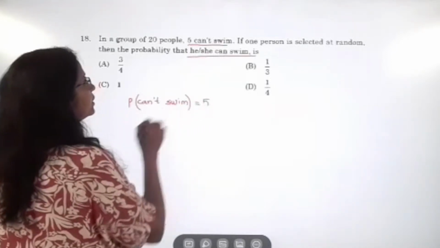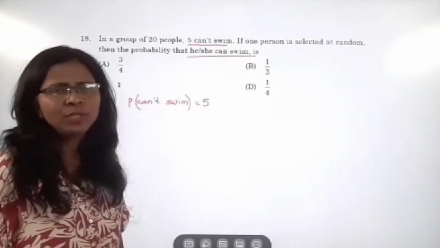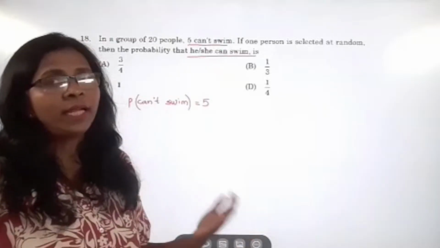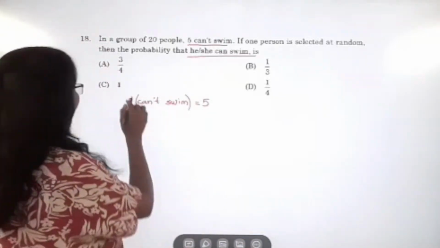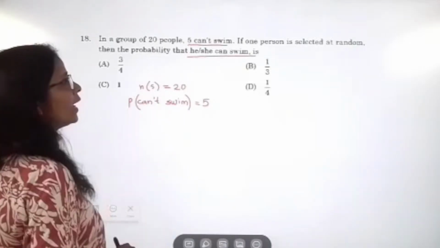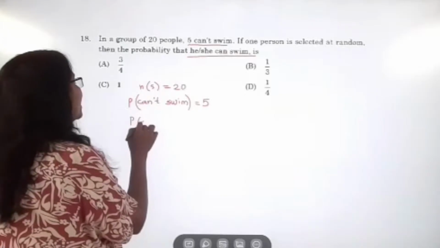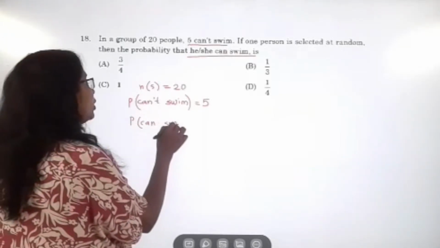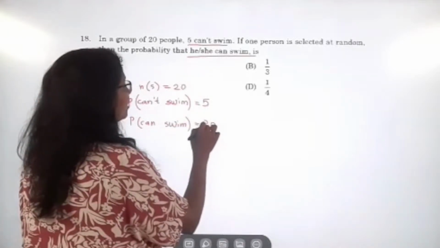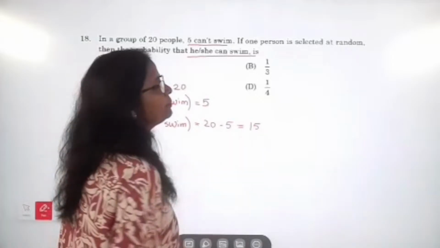That is equal to 5. And here is the group of 20. That 20 group means the outcomes, that means n of S. So I write n of S is equal to 20. Now the total people are 20, and those who can swim will be 20 minus 5, so that will be 15.